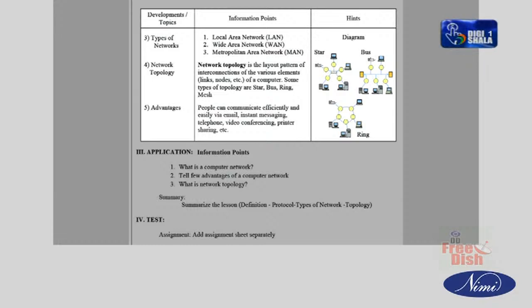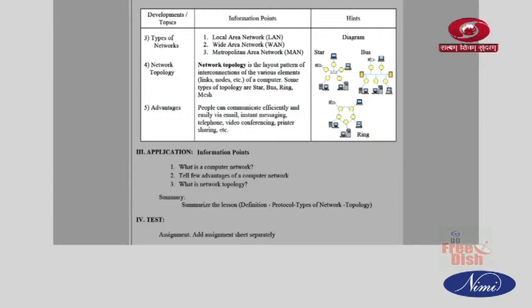Developments or topics. Information points. Hints. 3. Types of networks. 1. Local area network, LAN. 2. Wide area network, WAN. 3. Metropolitan area network, MAN. 4. Network topology. Network topology is the layout pattern of interconnections of the various elements, links, nodes, etc. of a computer network. Some types of topology are star, bus, ring, mesh. 5. Advantages. People can communicate efficiently and easily via email, instant messaging, telephone, video conferencing, printer sharing, etc.